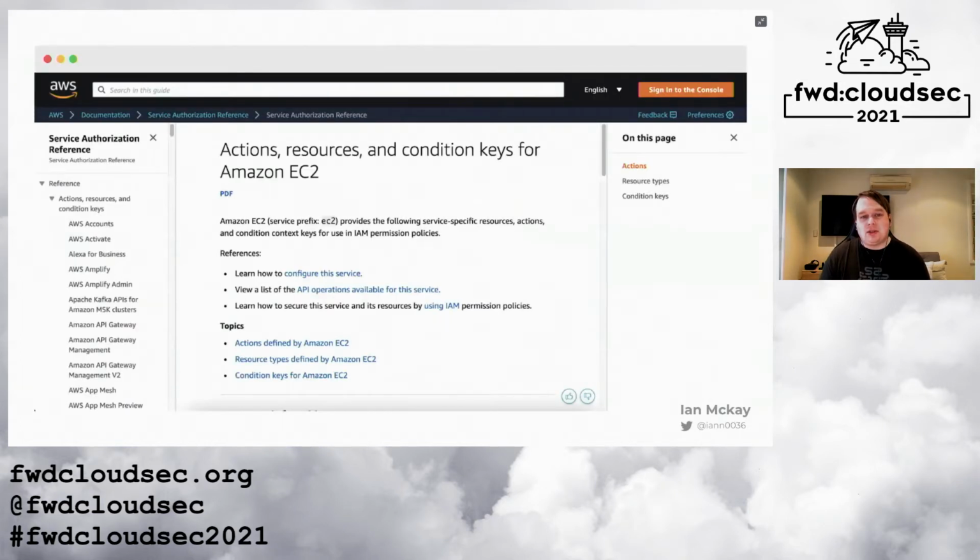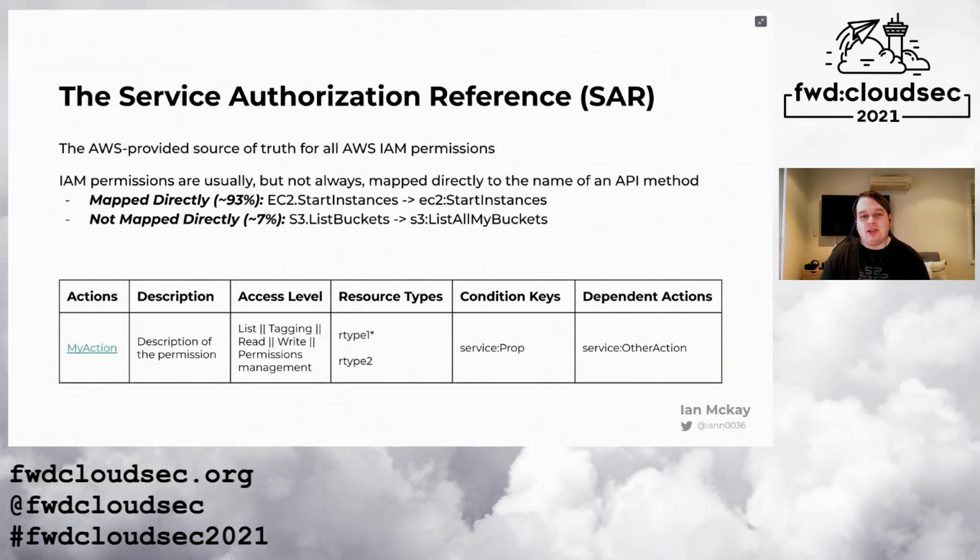And this is a Service Authorization Reference, or SAR. The SAR is the AWS provided source of truth for all of AWS's IAM permissions. These IAM permissions are usually, but not always, mapped directly to the name of an API method. So for example, ec2.StartInstances maps directly to the permission ec2:StartInstances. But that isn't always the case. So for example, s3.ListBuckets maps to the IAM permission s3:ListAllMyBuckets. So you can see that this isn't always the case.